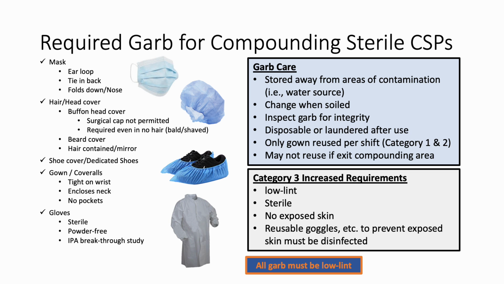Garb must be stored away from areas of contamination such as water and changed whenever they're soiled or the integrity is in trouble, like with a tear. And also they need to be disposed of after use. Category 3 compounding, the garb is very special. Not only does it have to be low lint like all the other garb, but it needs to be sterile and cover all skin. No exposed skin is allowed in Category 3 compounded buffer rooms.